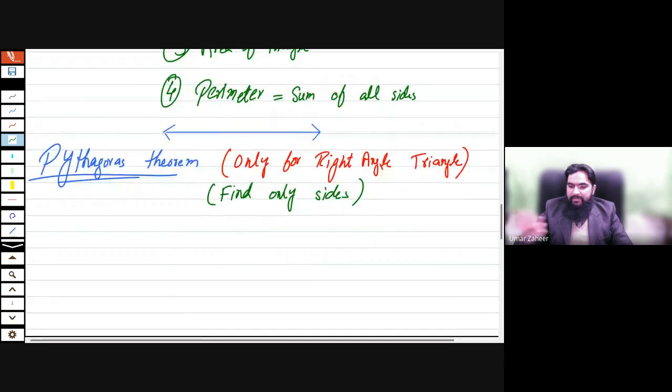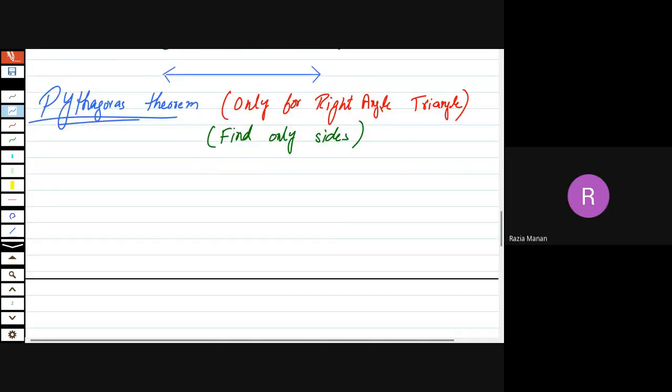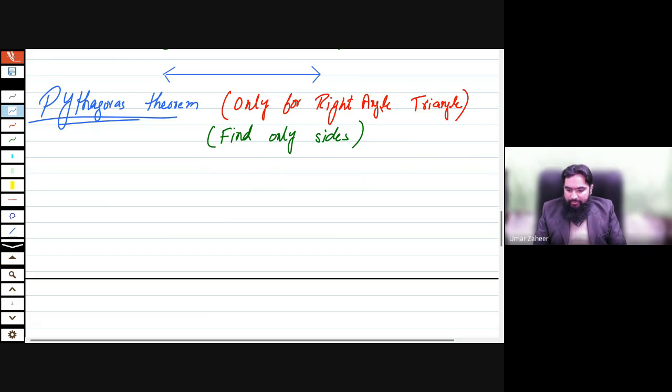First of all, the examiner gives you a triangle. You have to look whether it is acute or obtuse or right. If it is a right angle triangle, you have two options, Pythagoras or trigonometric ratios. If you have to find the side, there is a possibility you have to go for Pythagoras. Now, what is the statement of the Pythagoras theorem?